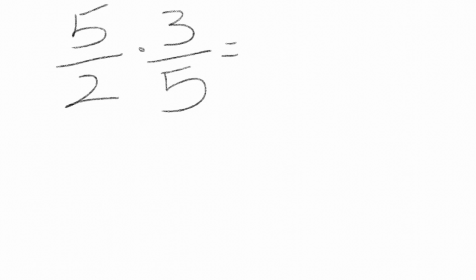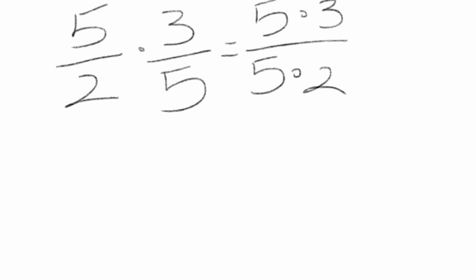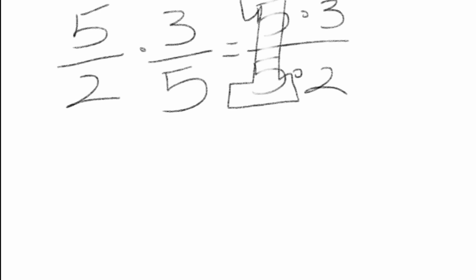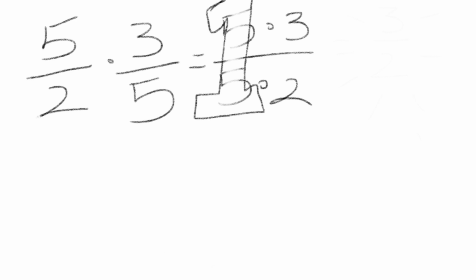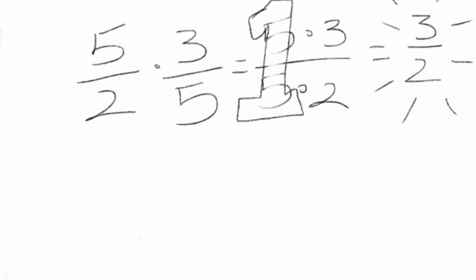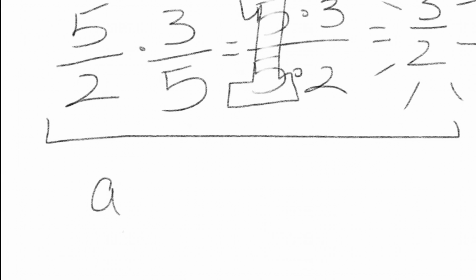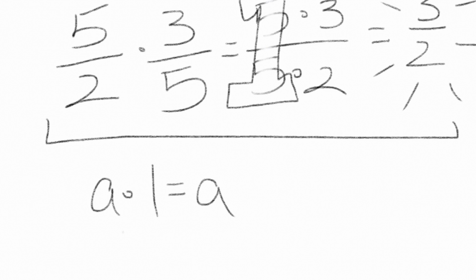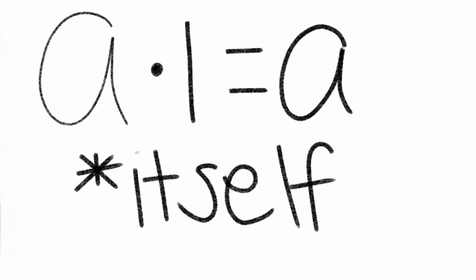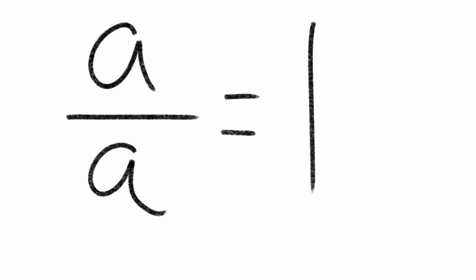Take the equation 5/2 multiplied by 3/5. The two 5s are opposite sides of a fraction. Anything over itself is 1, so the two 5s make a 1. 1 multiplied by 3/2 leaves the answer as 3/2. This uses the concept of anything multiplied by 1 is itself. Dimensional analysis also uses another concept in which anything over itself is 1.